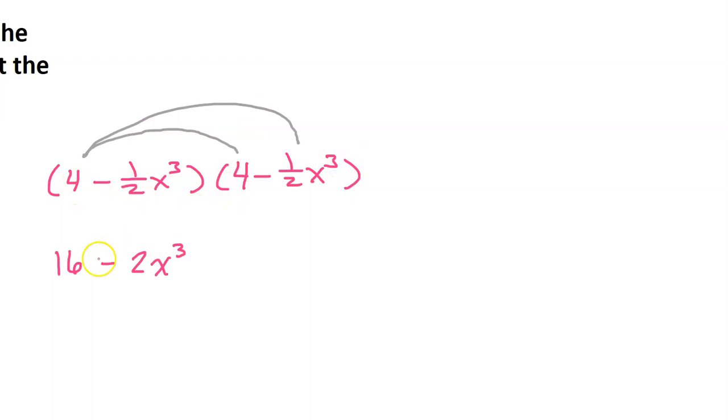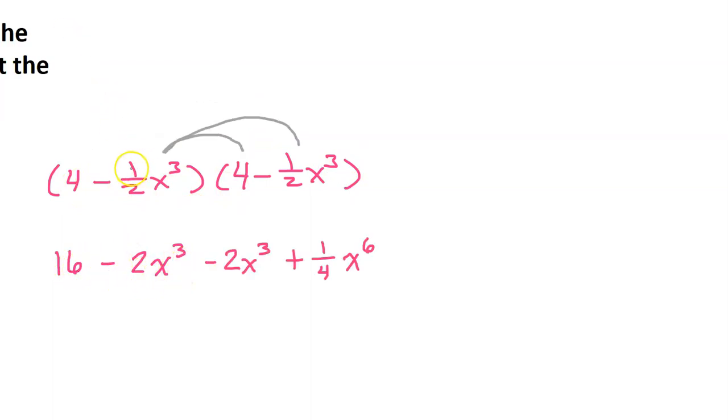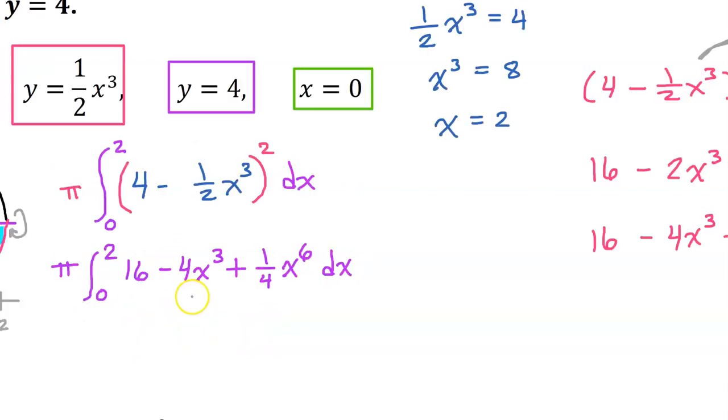Distributing the 4 gives me 16 minus 2x to the third power. Distributing negative 1/2 x to the third power gives me negative 2x to the third power plus 1/4 x to the sixth power. And combining these like terms gives me 16 minus 4x to the third power plus 1/4 x to the sixth power. Let's substitute this back into the integral. So now we have this.